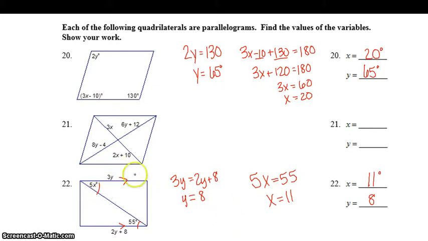Now real quick on this one, remember diagonals bisect each other. So if I marked my picture, it would look like this. That will help you set up your equations appropriately, because if they're congruent segments, then you set them equal to each other to solve.